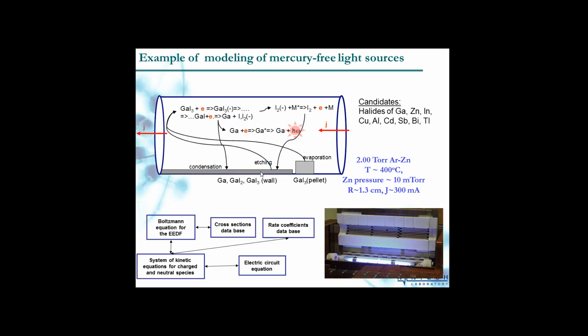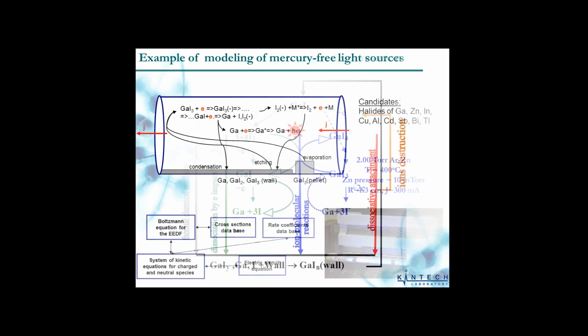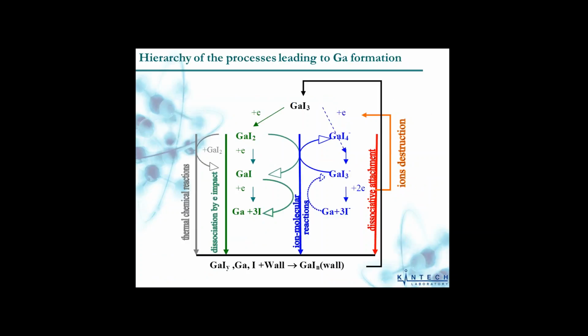No, it is not right, because together with the formation of gallium, we have a formation of iodide, and iodide also diffuses to the surface. We have etching interaction between the gallium and iodide, and again formation of gallium iodide three. This is the idea for the new type of fluorescent lamp. So the model was realized inside the Chemical Workbench.